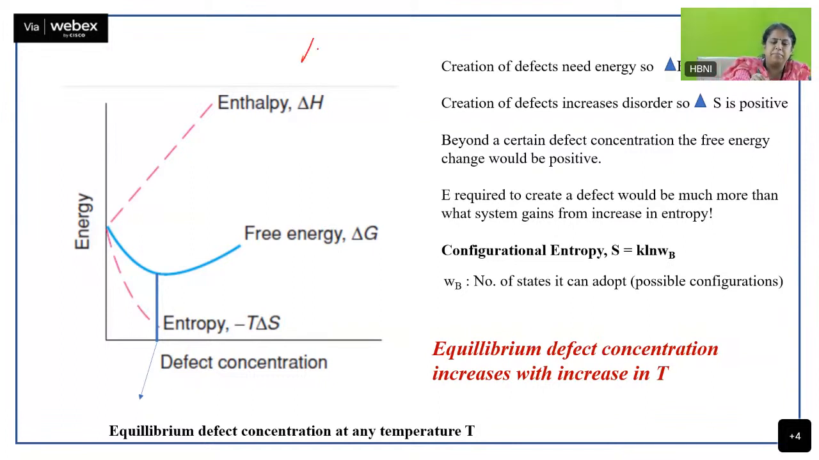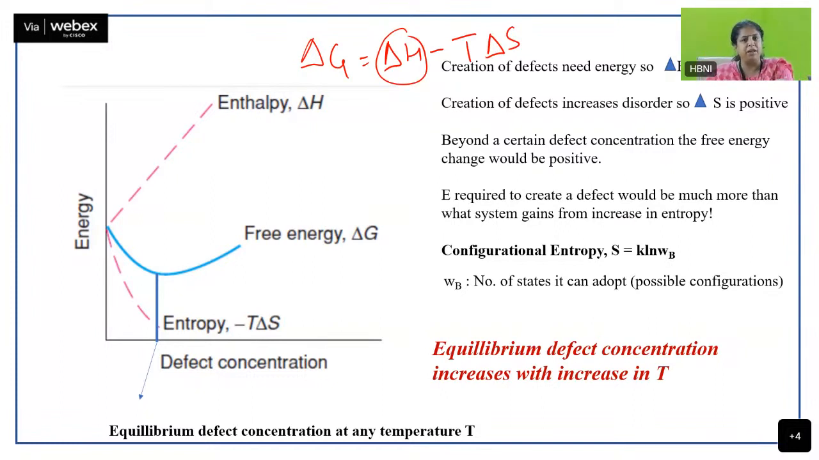Now let us remember that delta G is equal to delta H minus T delta S. Right. So this is positive. But suppose it was completely ordered and you want to remove only one atom, right? Now you have a lot of choice of which atom you can remove.